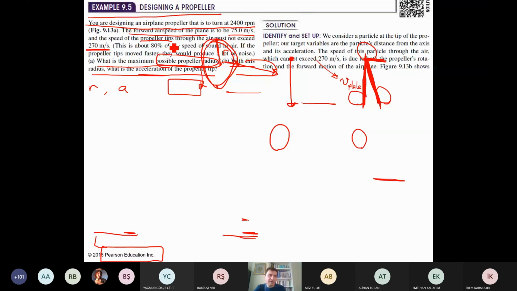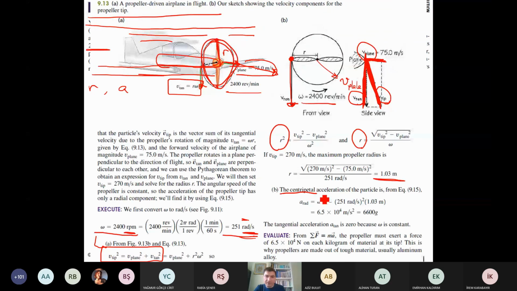So with this radius, what is the acceleration of the propeller's tip? The centripetal acceleration of the particle is given by A radial equals omega squared times R. Instead of omega, just use the angular velocity, which is given here in terms of radians per second. In the question, it is given in revolutions per minute, and we have converted it to radians per second. Just use it. R is calculated, just put it there. So finally, we can calculate the radial acceleration, which is 6.5 times 10 to the 4 meters per square second.